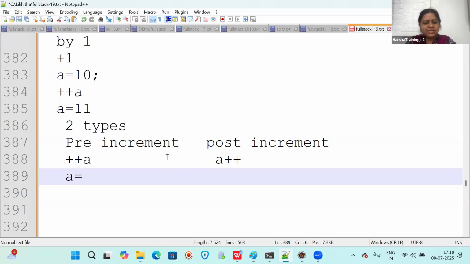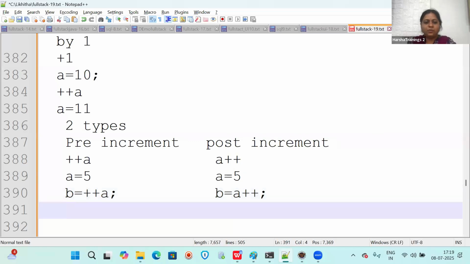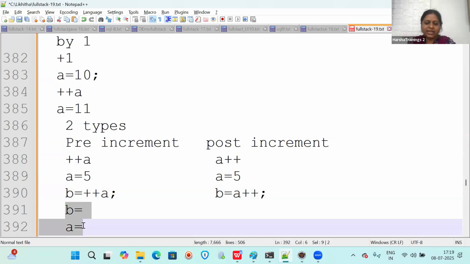See, A is equal to 5. In both the cases, let us assume A is equal to 5. Now here you are doing B is equal to plus plus A. And in this case, B is equal to A plus plus. Got it? Now, here what is the value of B and what is the value of A in both the cases?